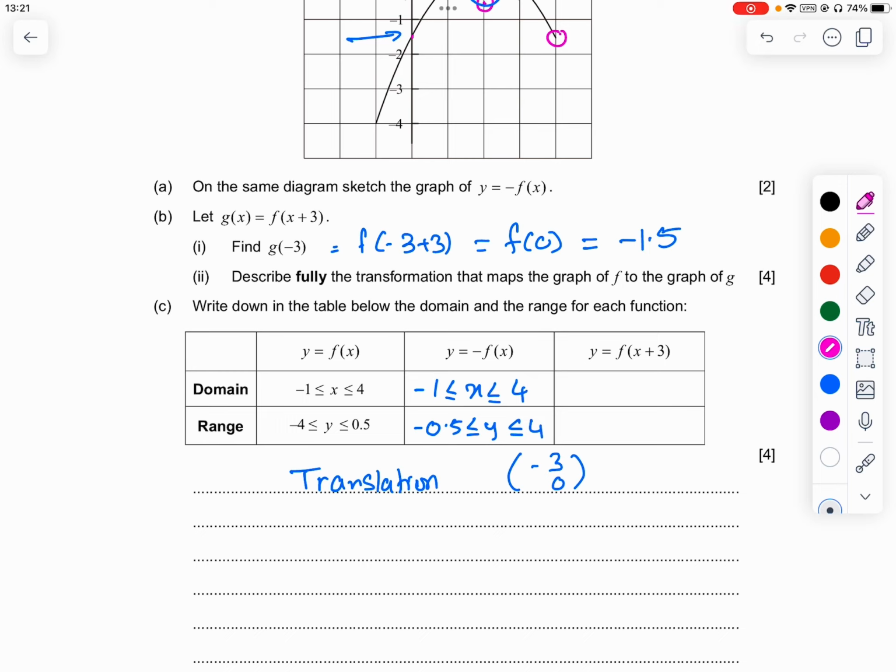F of x plus 3, you are moving the graph minus 3 units. So minus 1 will become minus 4, because minus 1 minus 3 is minus 4, and 4 minus 3 will become 1. Next, range. In that case, the range will not be changing.